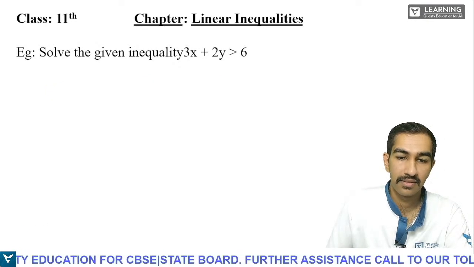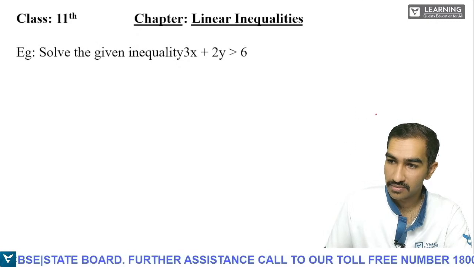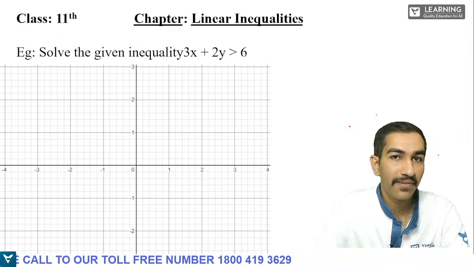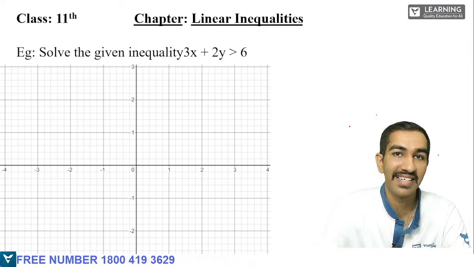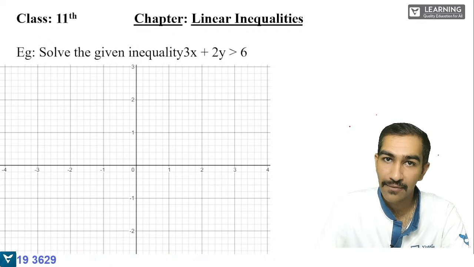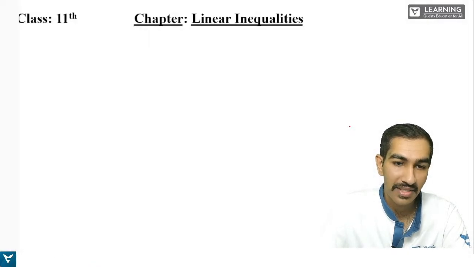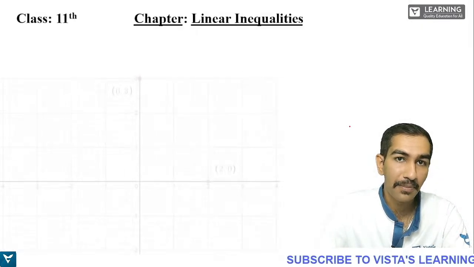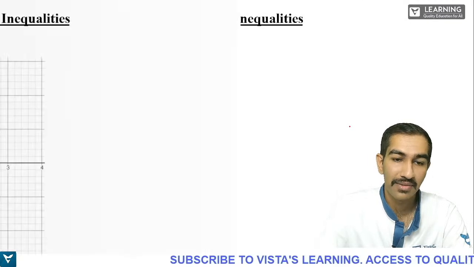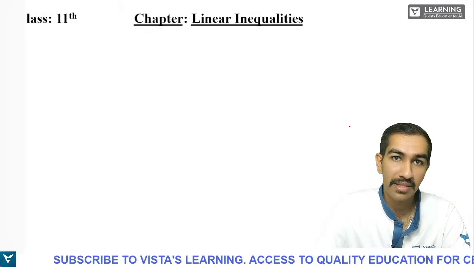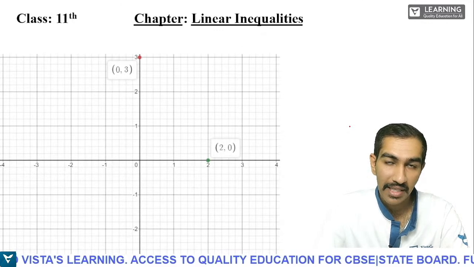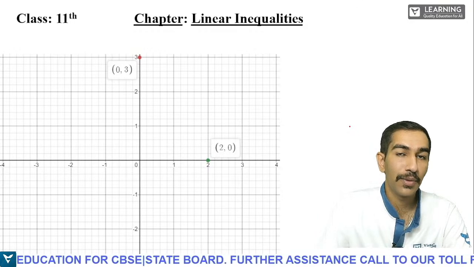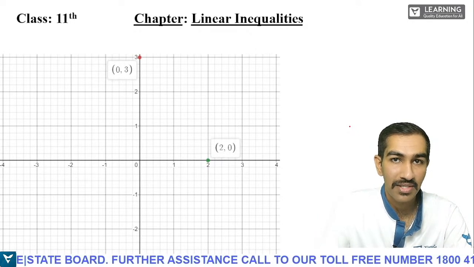Next, you see this graph. You have to give the solution of the inequality graphically, right? So we'll take a graph. We have got the points. These are the points: (0, 3) is one point, another point is (2, 0). How did you get both these points? From the given inequality, we convert that into an equation. After converting into an equation, we find out the value of x and the value of y.